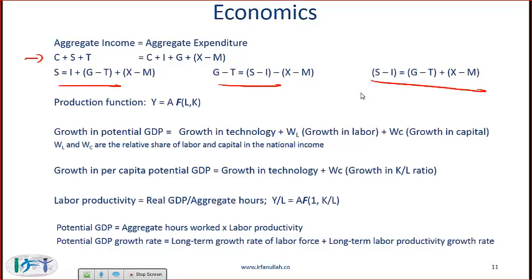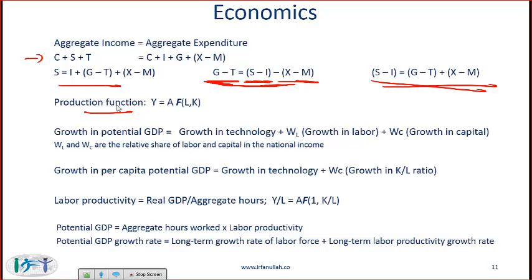Now if you think about it, what this is telling you is the following. What's G minus T? This is the government fiscal deficit. It's the government spending minus taxes. That is coming from your net savings, savings minus investments, minus the X minus M. So anyway, just learn these formulas. There is a good chance that you will get a question based on these.